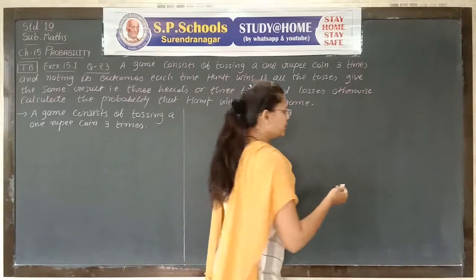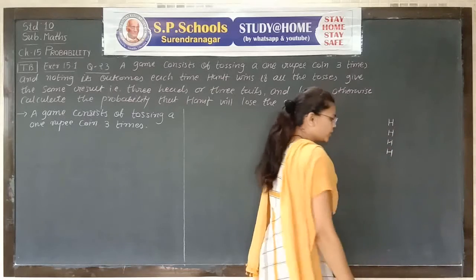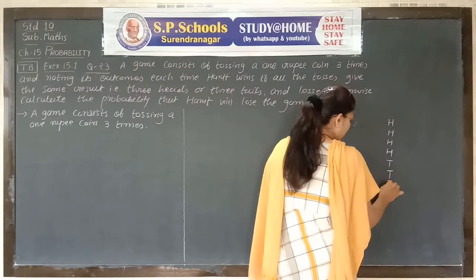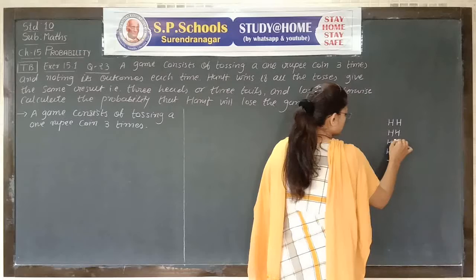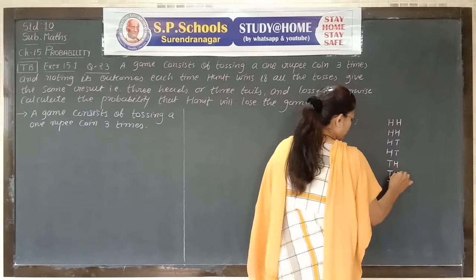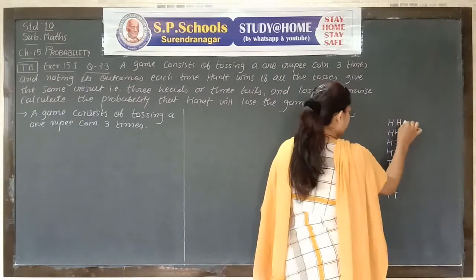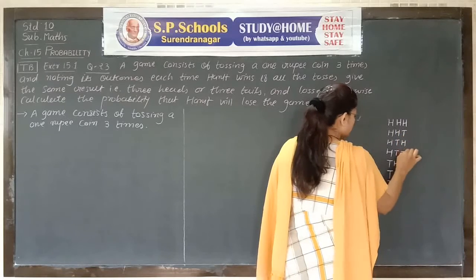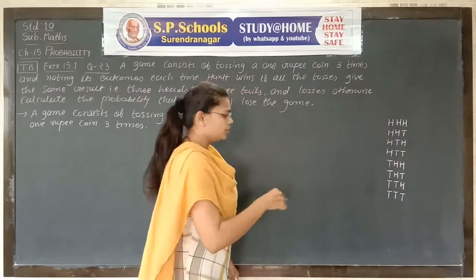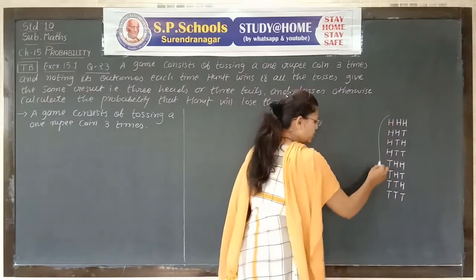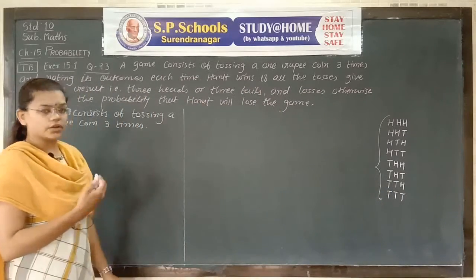How to remember that? There is one trick. First of all, write H 4 times. Then write T 4 times. H is head and T is tail. Then 2 times H, 2 times T, H-H-T-T. Now single, single time. One time H, one time T, H-T, H-T, H-T, H and T. See? No one outcome is repeated here. A total of 8 outcomes are in this sum whenever we toss a 1 rupee coin 3 times.